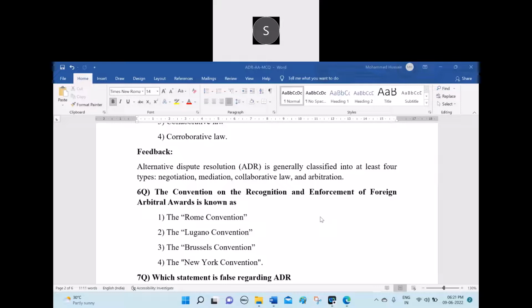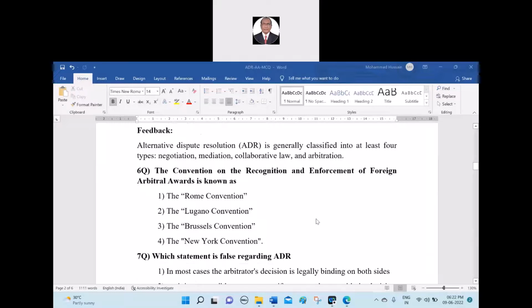Sixth question. The Convention on the Recognition and the Enforcement of the Foreign Arbitral Award is known as number 1, the Rome Convention. Second option, the Lugano Convention. Third option, the Brussels Convention. The fourth option, the New York Convention. That is the style of reading. New York Convention. It is the New York Convention because the recognition and enforcement of the foreign judgment is there. Of course, the Hague Convention also says so, but the landmark is the New York Convention.